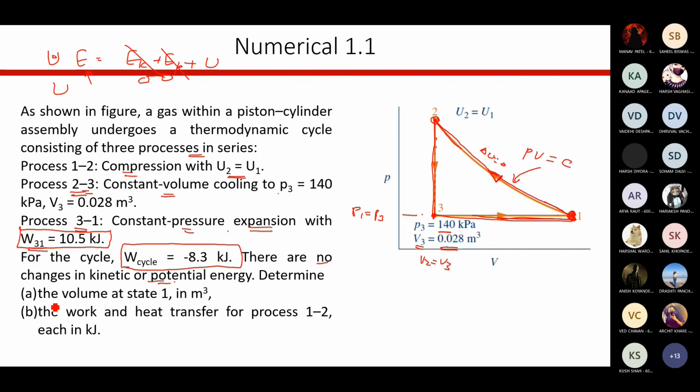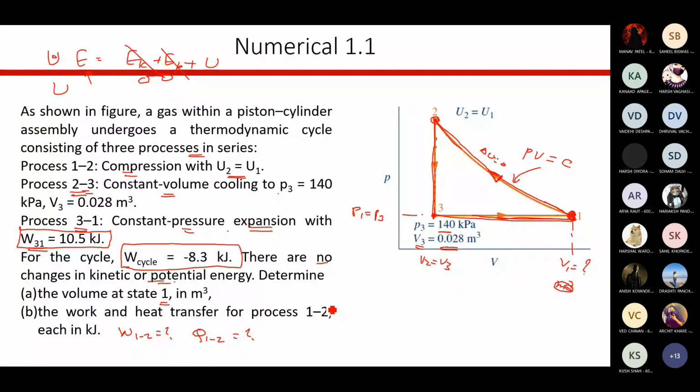Determine, number 1, the volume at state 1 in meter cube. So you have to find out what is this volume V1 in meter cube. All units will be SI units only, so it will be by default in meter cube. Then the work and heat transfer for process 1-2 each in kilojoule. So you have been asked to find out what is W1-2 and what is Q1-2. Clear? So this is what you are supposed to find out.